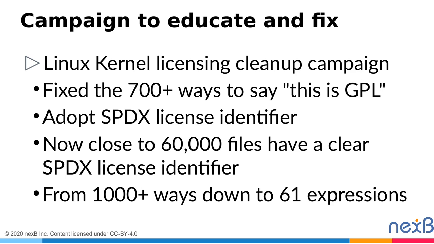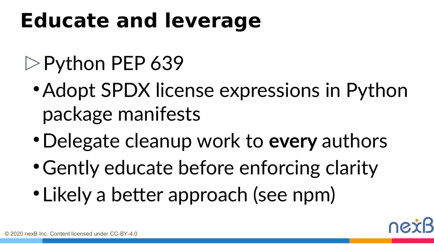In the end, today we have over 60,000 files that have a clear license. There were over 1,000 different licenses, together with the GPL license notices, before. We're down now to about 61 license expressions and probably below 70 different license notices total. So that's a big win. You go from total mess to clarity. It took about two and a half years, two years, to get there, but that's very efficient.